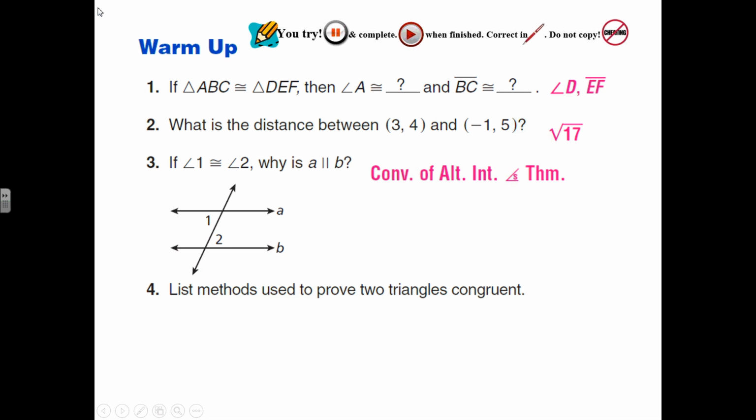the reason why the lines are parallel is the converse of the alternate interior angle theorem. In other words, because you have opposite ends of the Z, then the lines must therefore be parallel. The methods you can use to prove triangles are congruent are side, side, side; side, angle, side; angle, side, angle; angle, angle, side; and hypotenuse-leg, which is used for right triangles only.